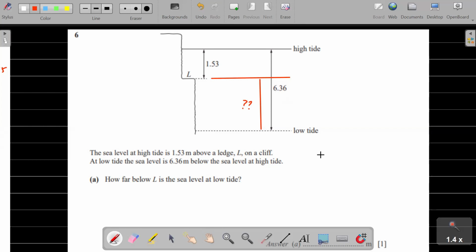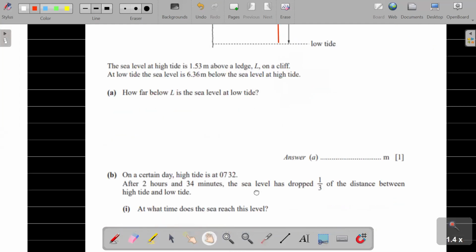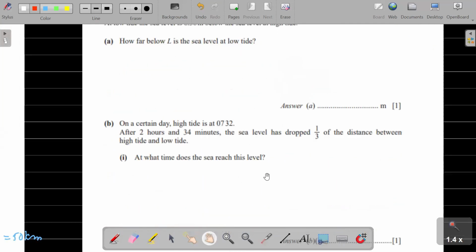We need to subtract. By subtracting, we get 6.36 minus 1.53. That is a normal calculation because time is not involved. It will be 6.36 minus 1.53, which is 4.83. 4.83 is the normal answer according to the calculation.